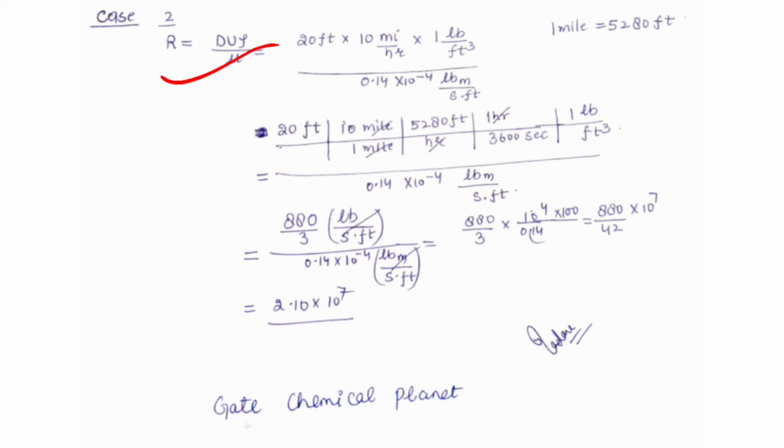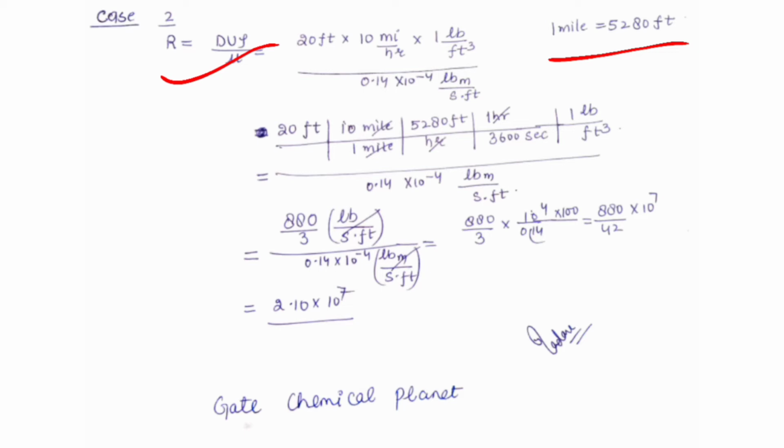So we will do the same thing here also. Here 1 mile equals 5280 feet. What we have done here is, in the numerator we need lbm second per feet, so that it will be cancelled out from the denominator.